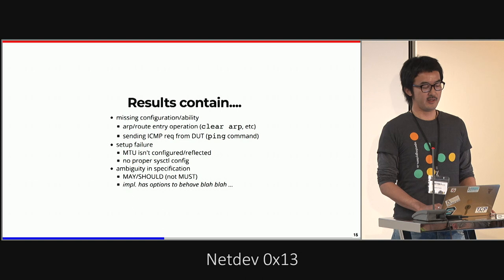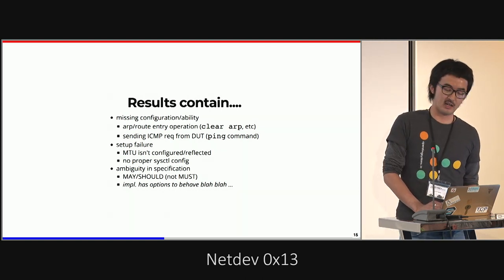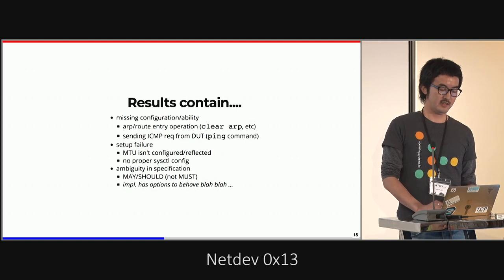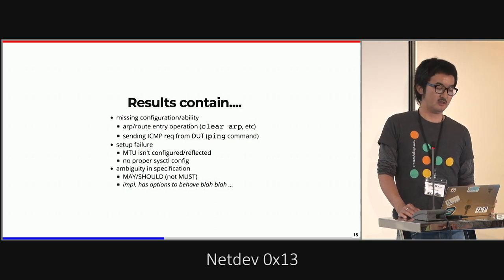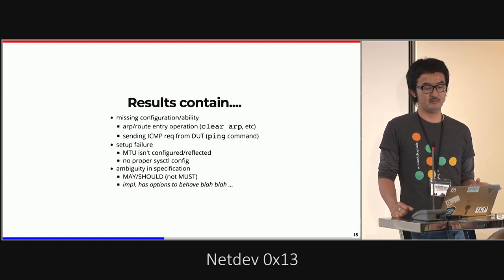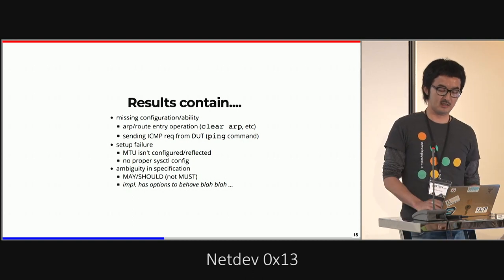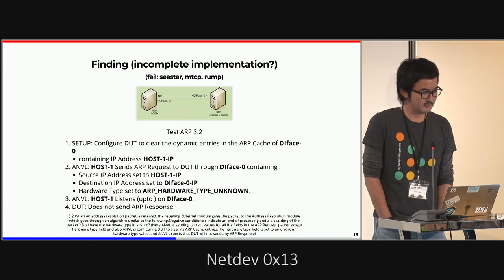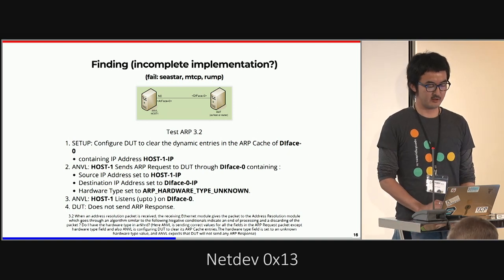And some of the errors or failures are due to ambiguity of the specification. If you are familiar with the IETF RFCs, you can often see "may" or "should" statements in the specification, which can be interpreted as the implementation having the option to behave one way or the other. Such ambiguity makes a test fail. So I'm going to show some examples that I found as errors during this test.